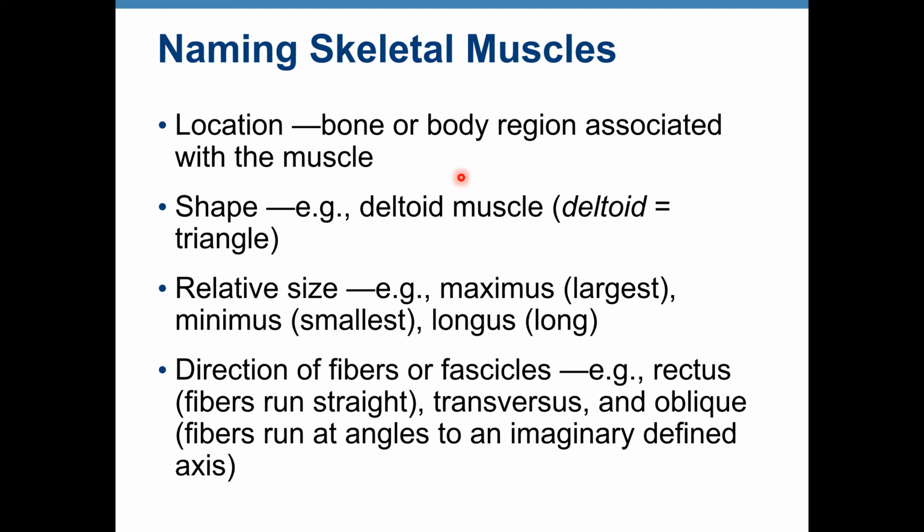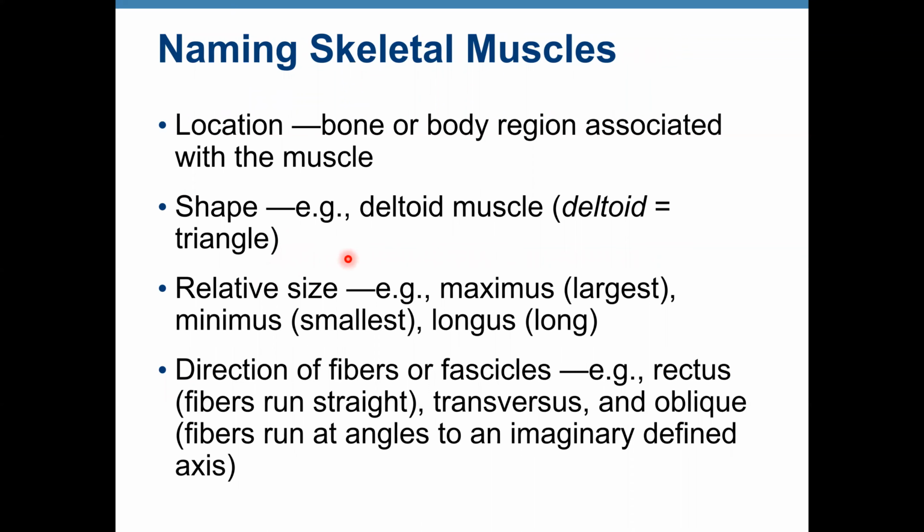How are skeletal muscles named? Skeletal muscles can be named by different characteristics, or we can combine these characteristics in a name. We can use location, let's say a bone or body region associated with the muscle. For example, rectus abdominis, located in the abdominal region. We can use the shape of the muscle, like deltoid muscle. Deltoid is triangle, trapezius, rhomboideus. Those are all shapes in the name.